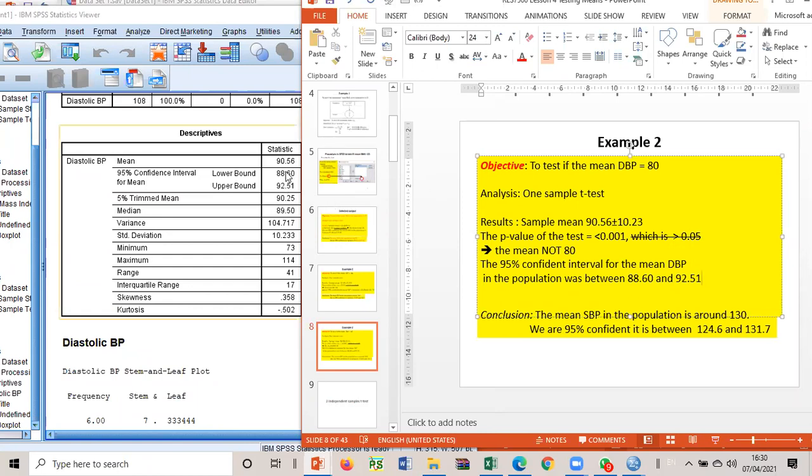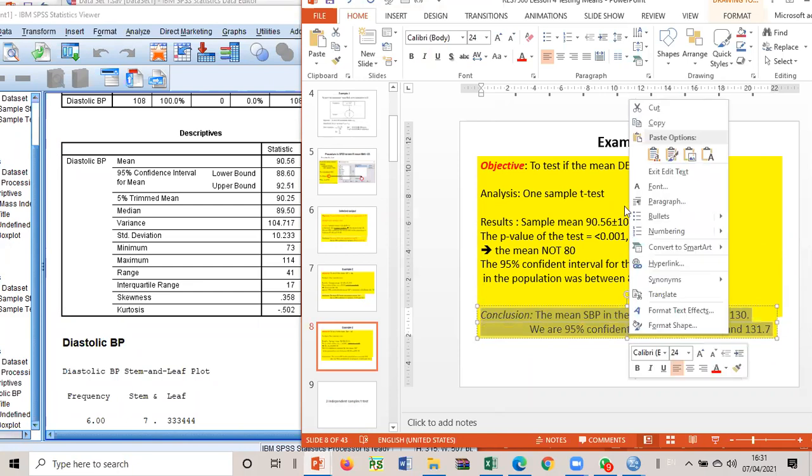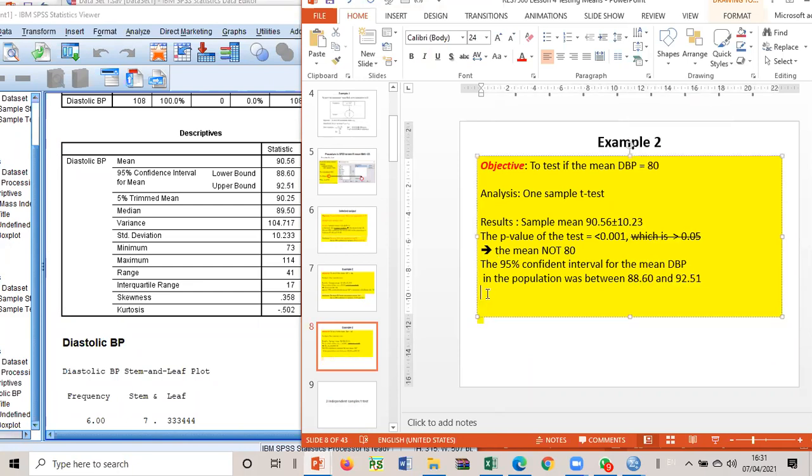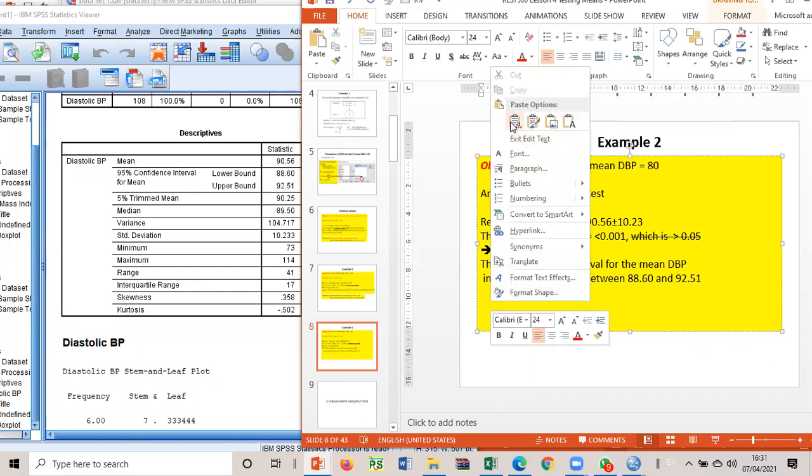99.16, right? Yes. 92.51, right here. 88.6 and 92.51. So what's the conclusion? The conclusion: the mean DPP in the population is around 80.